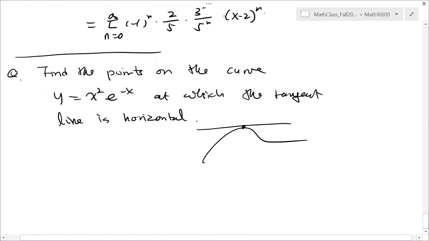It's better to draw and sketch the graph, but you don't need to draw it randomly. So this is a tangent line, and you want to find the point x and y. We can put a dot here so that the tangent line is horizontal. Horizontal means the slope is zero, which is equivalent to the slope being zero.